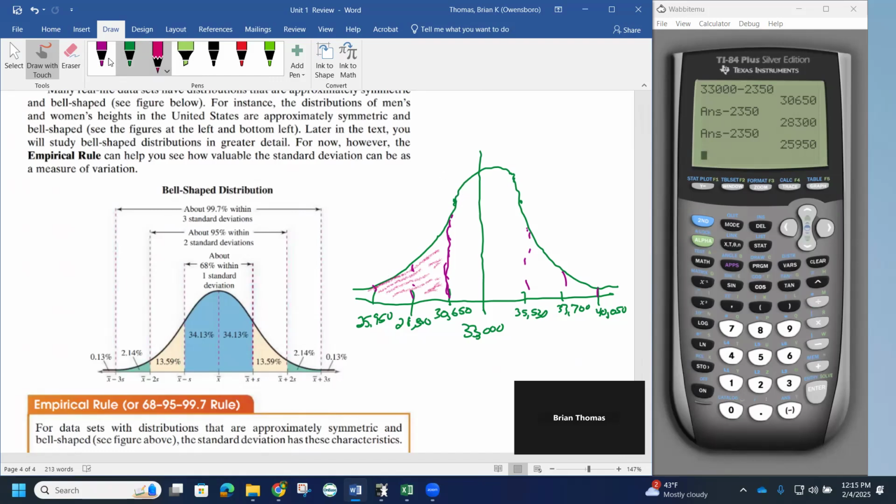Now remember, 33,000 cuts the graph in half. So at this point, we're at 50%. Notice that the area between these two was 68%, which means half of 68 is going to be this 34%. So 50% would be halfway across, and then this region here is 34%. So if I go 50 minus 34, it's going to give me 16%. So the percentile for the 30,650 would be 16%.